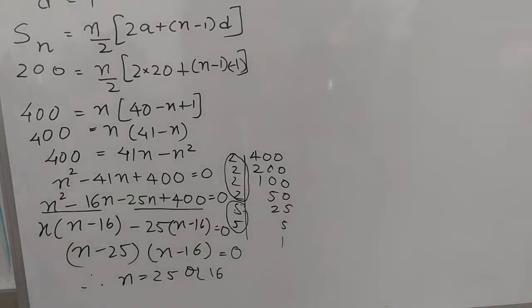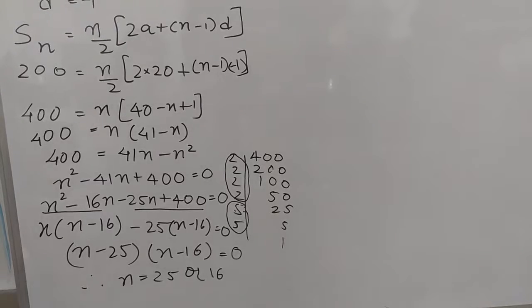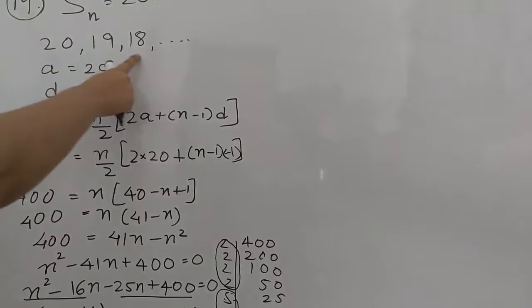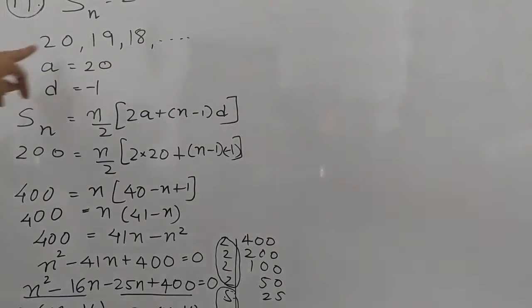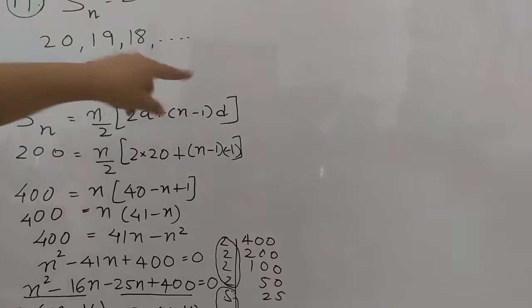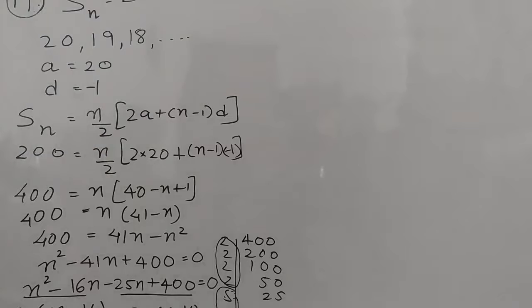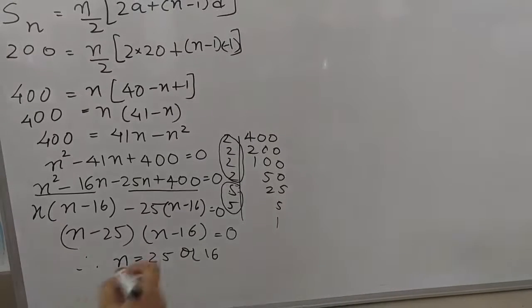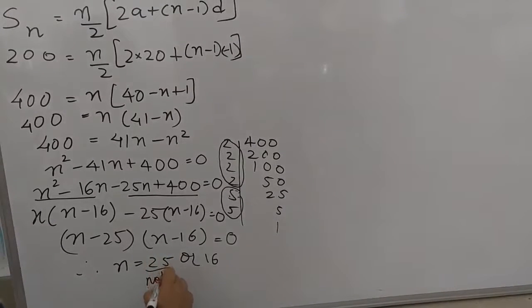Now here we get two values of n. So which value is correct? You see we have 20, 19, 18 and so on, like that. I can show you the AP first. This is 20, 19, 18 and so on. Means in the last row 20 logs are arranged. So how is it possible that in the first row there will be 25 logs? So our answer 25 is not possible. So I write here this 25 not possible.